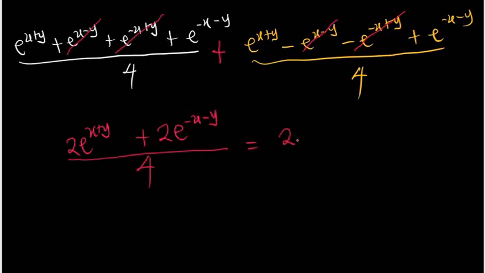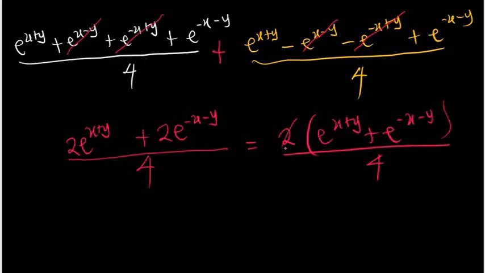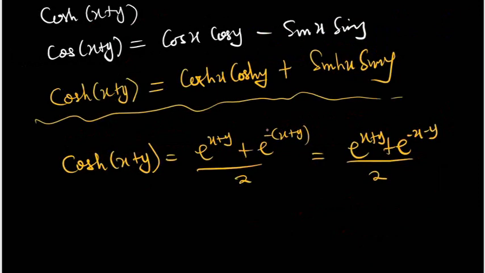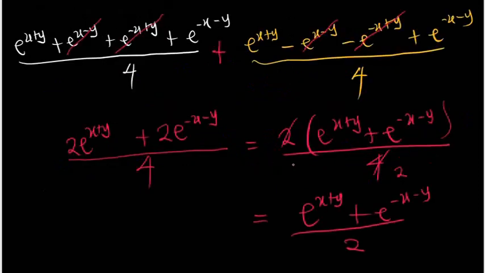We can factorize the 2 out and we'll be left with e power x plus y plus e power negative x minus y all over 4. And then the 2 will go into the 4 twice. The expression that will be remaining is e to the x plus y plus e to the negative x negative y all over 2. And this is exactly what we obtained with the left hand side when we threw in the exponential function. So what we obtain here is exactly what we have here.